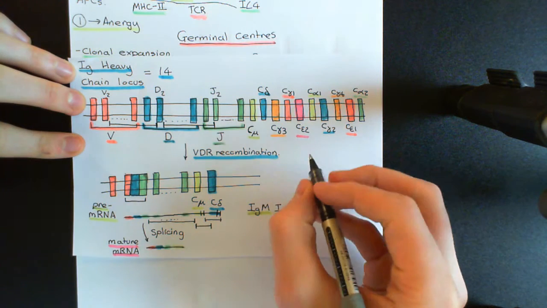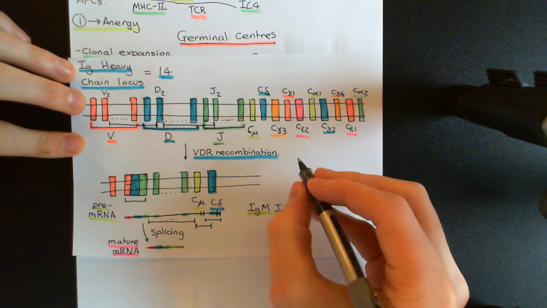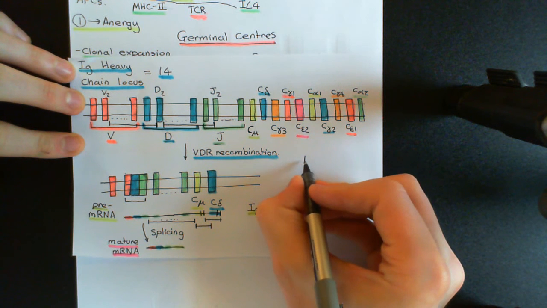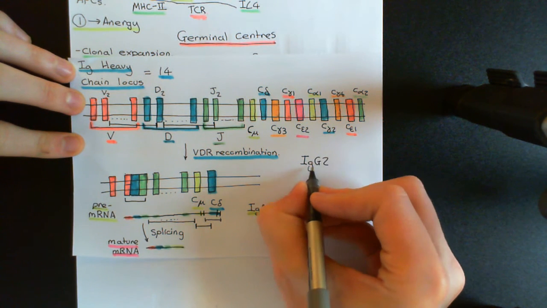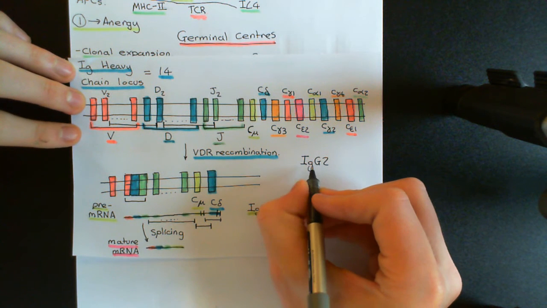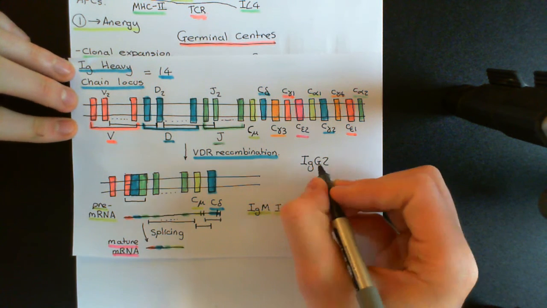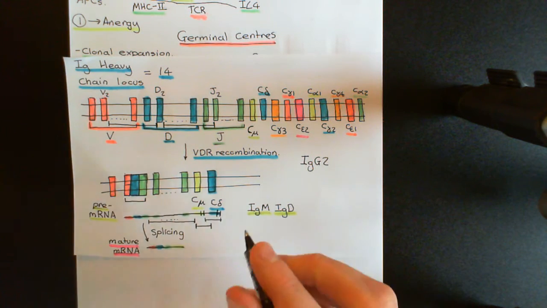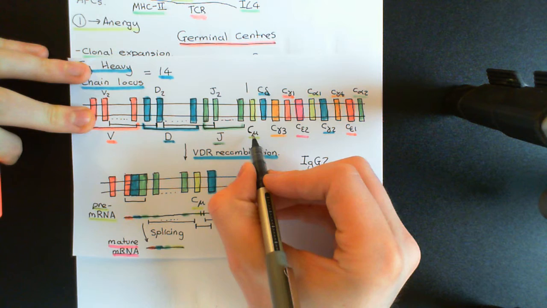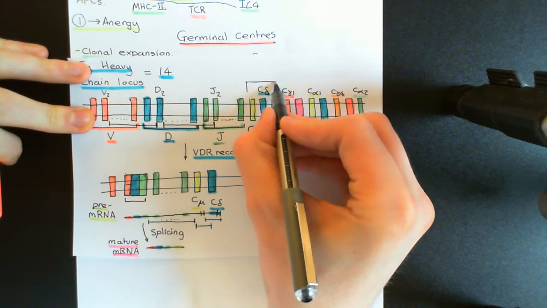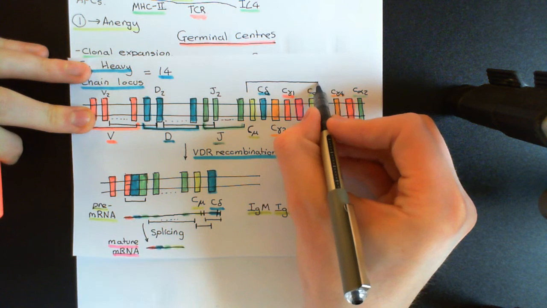So let's just do an example. So let's say we are going to have a B cell which is going to decide that it would like to make heavy chains of the immunoglobulin G2 form. So let's say we've got a B cell in the germinal center that wants to start producing heavy chains of the IgG2 form. What would happen to do that is it would cut all of the DNA from the constant mu gene segment all the way up to the one in front of the constant gamma 2 gene segment, so all the way up to here.